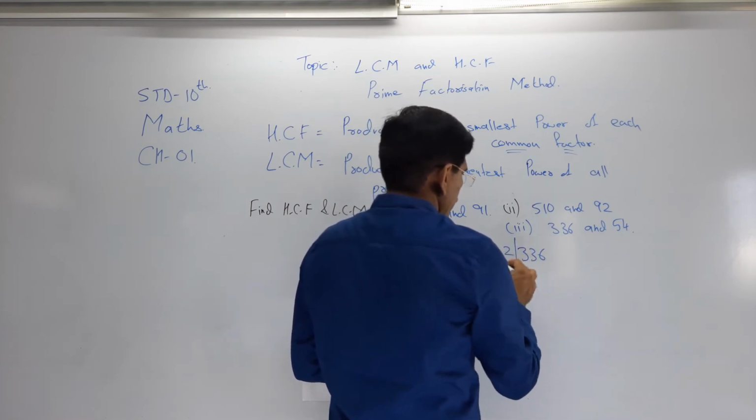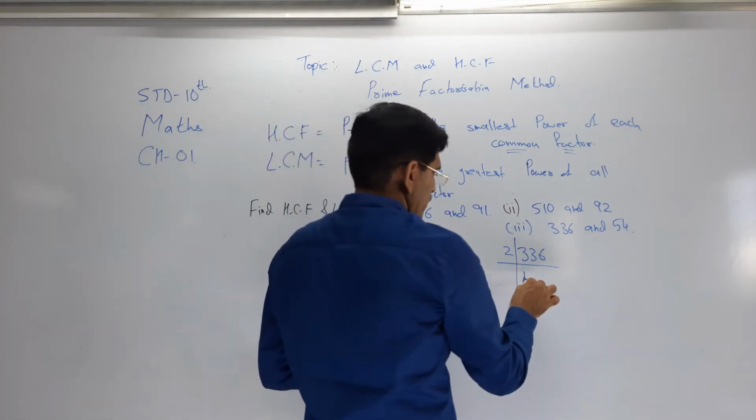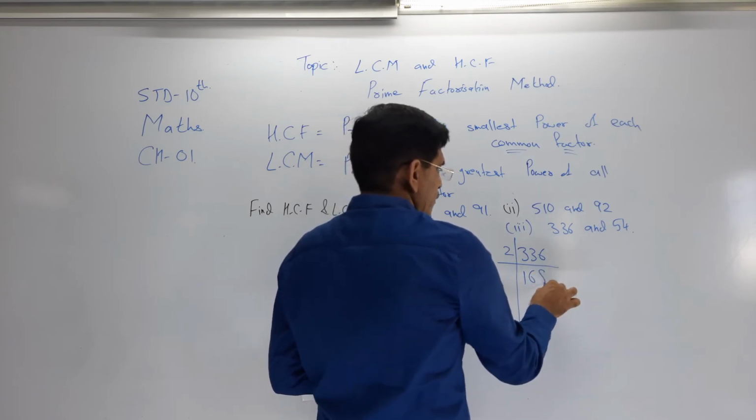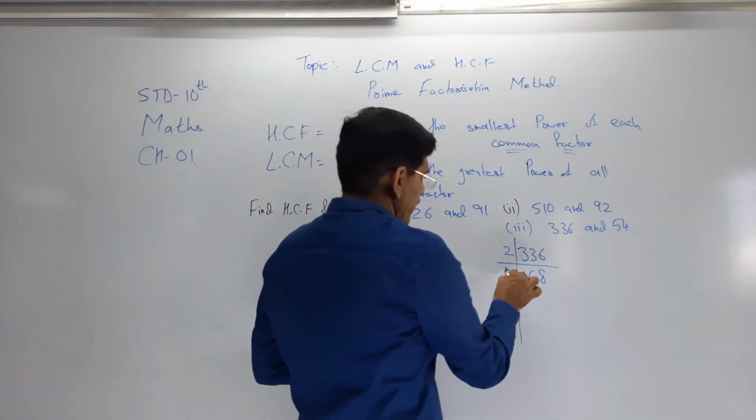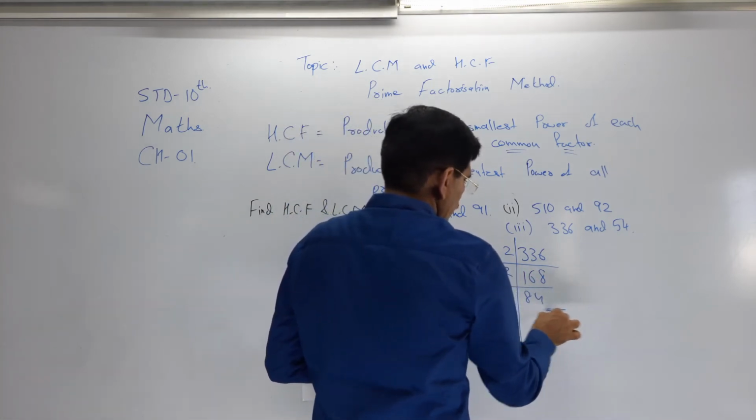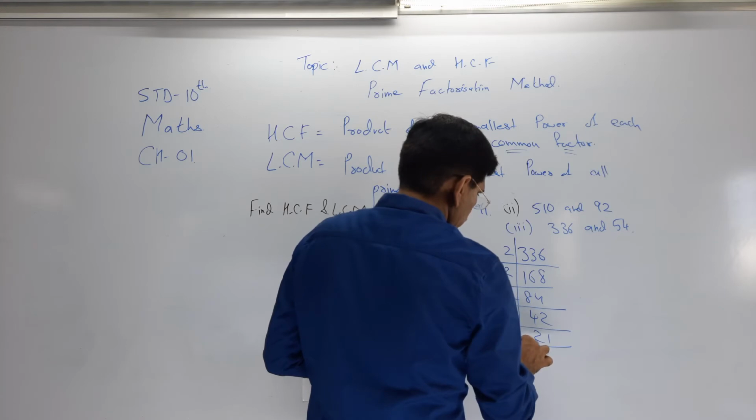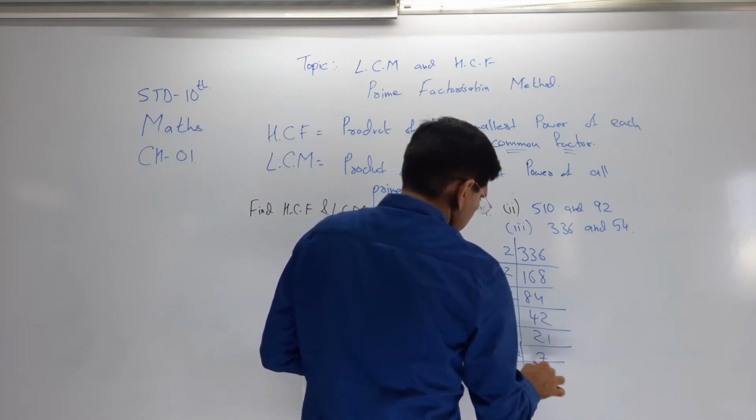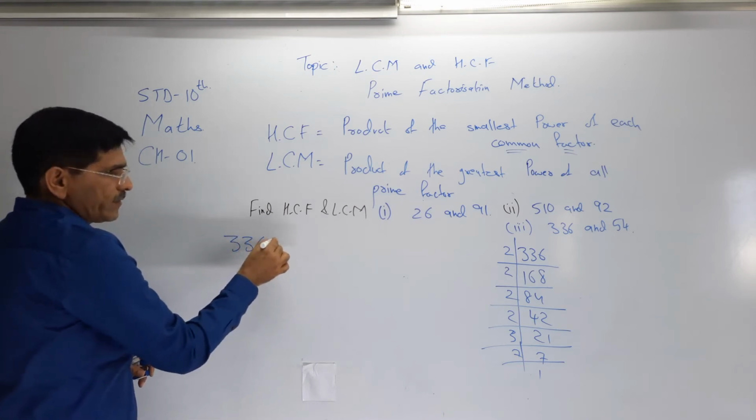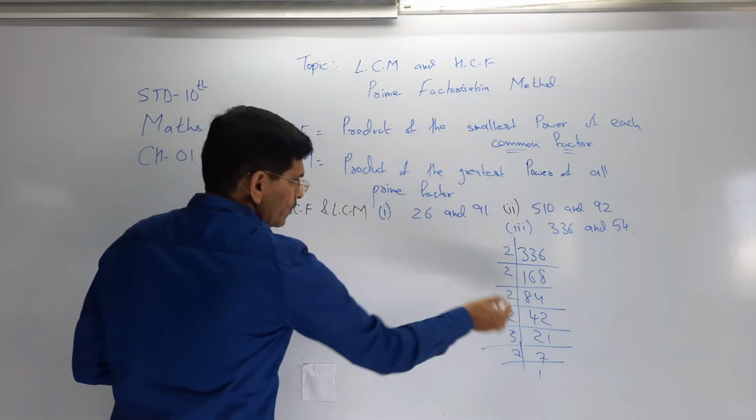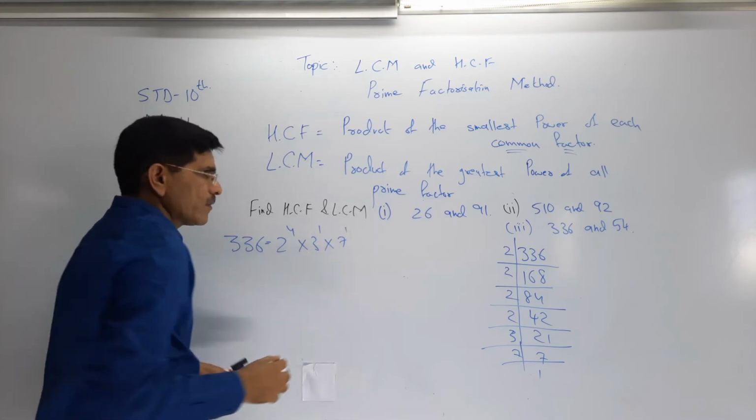What is the simple way? We have to go through 2. 336 divided by 2 is 168, again 2 is 84, again 2 is 42, again 2 is 21, then 3 is 7, then 7 is 1. So the factorization of 336, that is important, is 2 to the power 4, 3 to the power 1, 7 to the power 1.